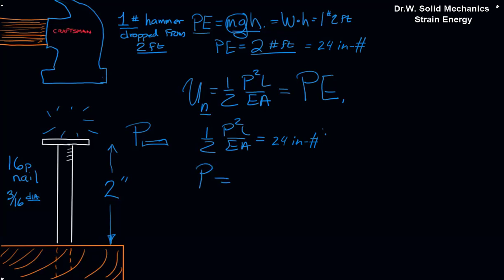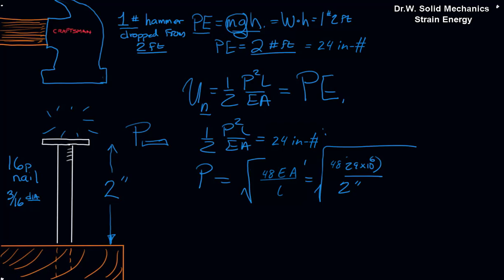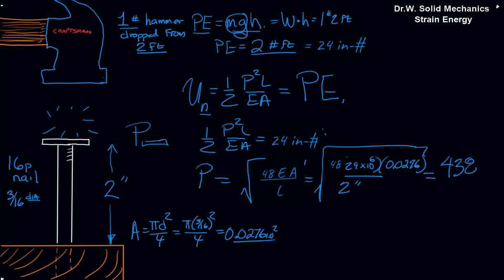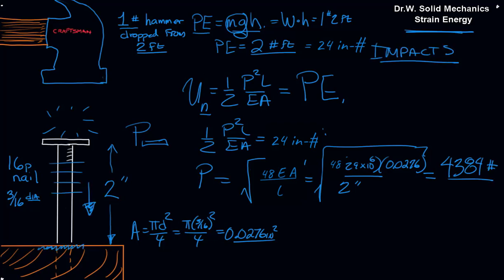So P will be, the E of steel is 29 times 10 to the 6. The length of the nail is 2 inches, and the cross-sectional area we can calculate quickly. Area is pi d squared on 4. So that'll be pi times 3/16 squared on 4, 0.0276. And from that we'll find the force is 4384 pounds.